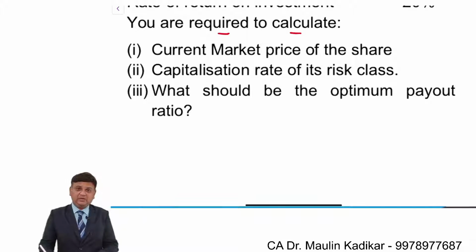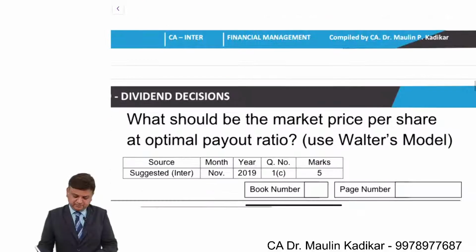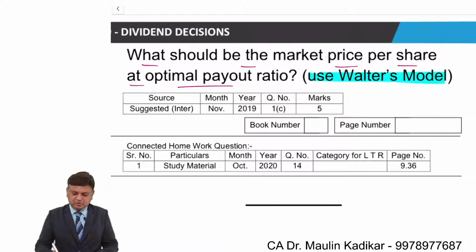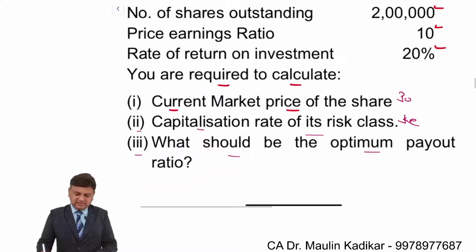You are required to calculate, two questions are there. First, the current market price of the share, that is P0, and second, the capitalization rate of its risk class, that is the cost of equity. Third, what should be the optimum dividend payout ratio? And what should be the market price per share at the optimum dividend payout ratio? Throughout the question, you are required to use the Walter model for giving the answer. That is what they have provided.